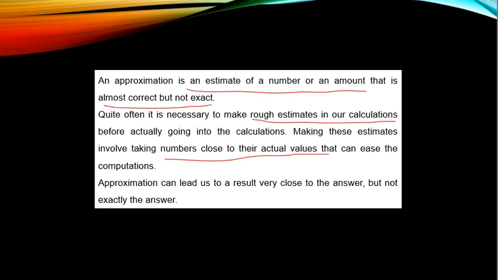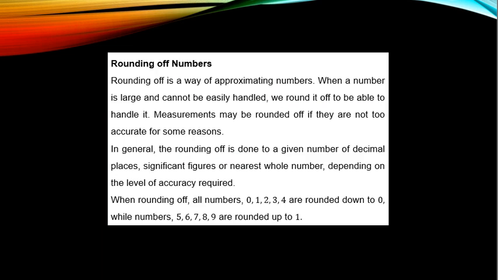Approximation can lead us to a result very close to the answer but not exactly the answer. So to approximate helps us get very close to the answer but not exactly the answer. Okay, let's talk about rounding off numbers. Rounding off is a way of approximating numbers. So one of the ways of approximating numbers is to round them off.